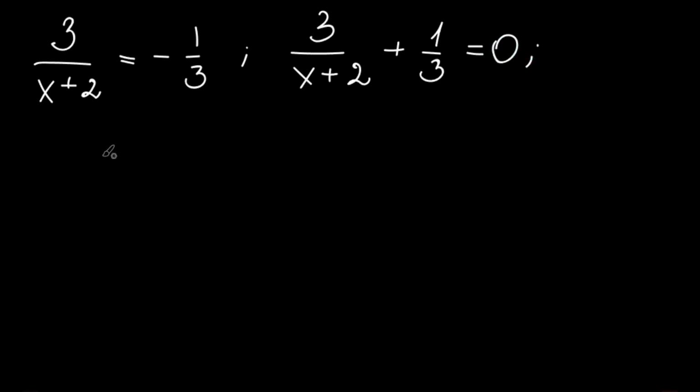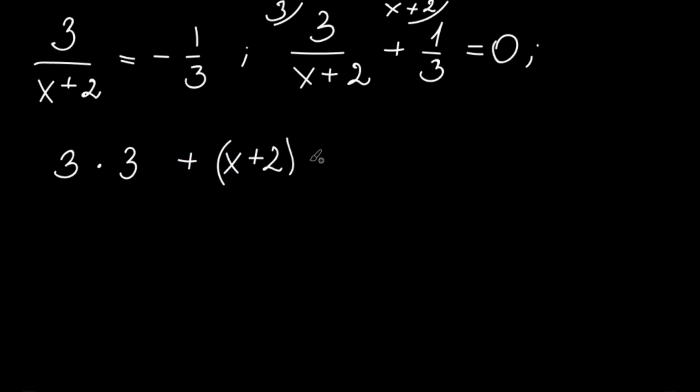Now, we can't multiply by 1 in this example. I mean, we can, but it's not as convenient as it was in our previous examples. So, let's just multiply this fraction by the denominator of the other fraction, and it is 3, and multiply the other fraction by this fraction's denominator, and it is x plus 2. So multiply it by x plus 2. Now what do we get? We get 3 times 3 plus x plus 2, don't forget brackets, times 1.